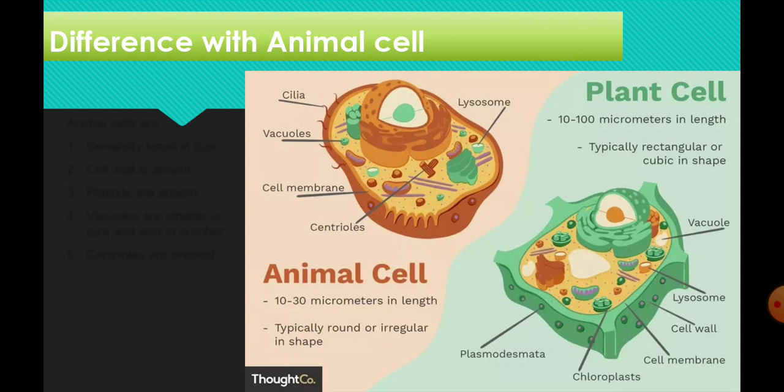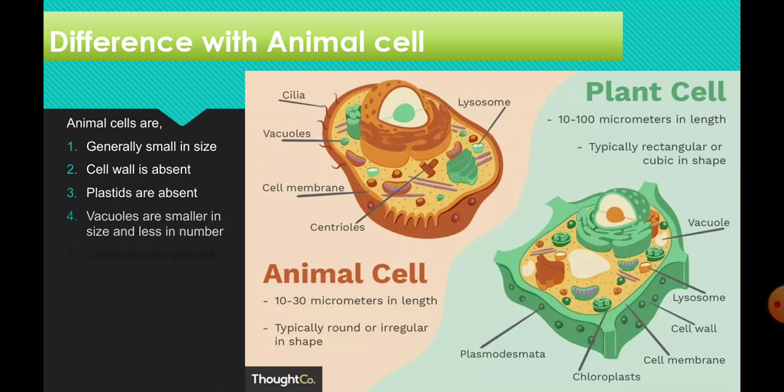Okay, now we will know the difference with the animal cell. Plant cells are different from the animal cell mainly in these 5 perspectives. Animal cells are generally smaller in size than plant cells, the cell wall is absent in animal cells, and the plastid is absent in animal cells.